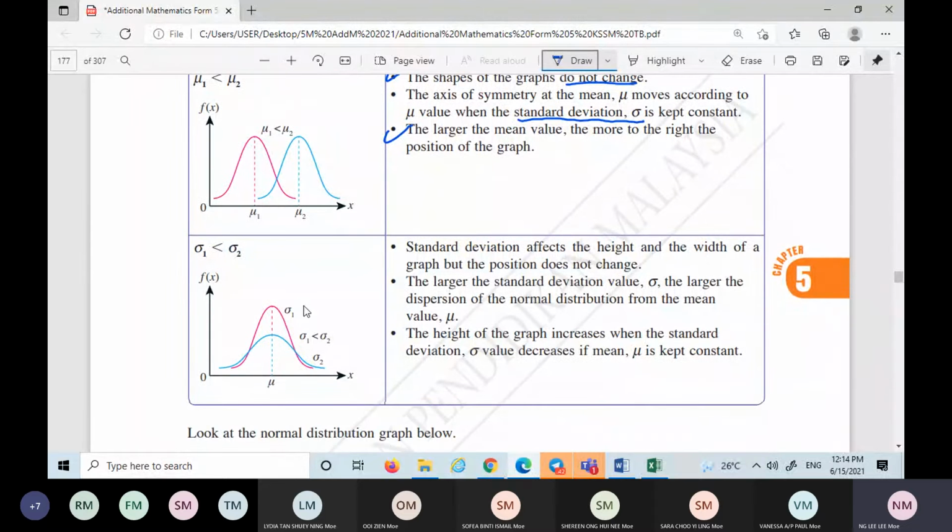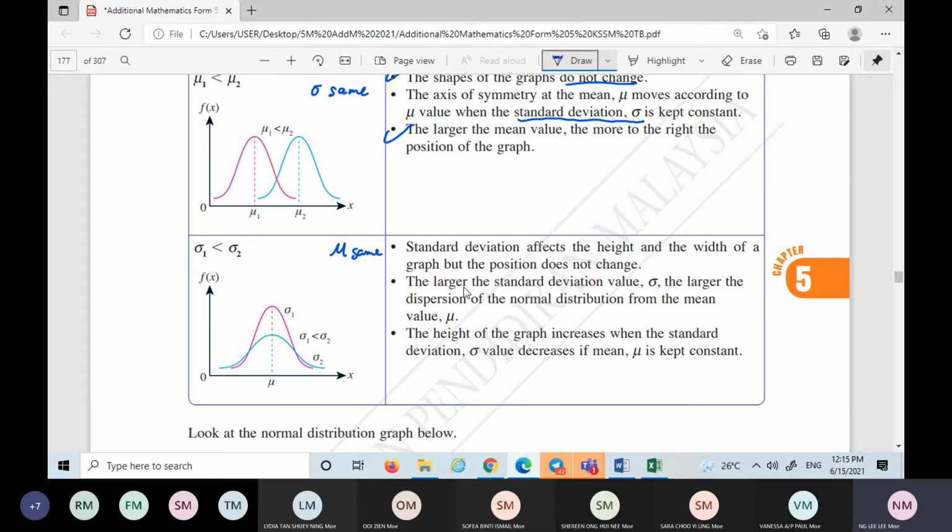Number two, in this case, now you let the mean be the same. Make the mean the same, and now you have different standard deviations. So we will see what will happen. Standard deviation affects the height and the width of a graph, but the position does not change, because you keep the mean. Therefore the axis of symmetry for both graphs is the same. The position of the graph remains the same.